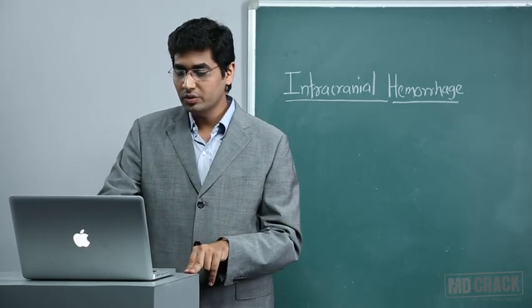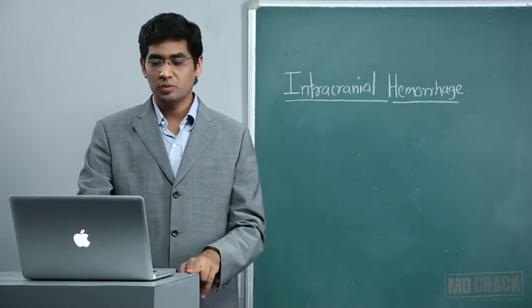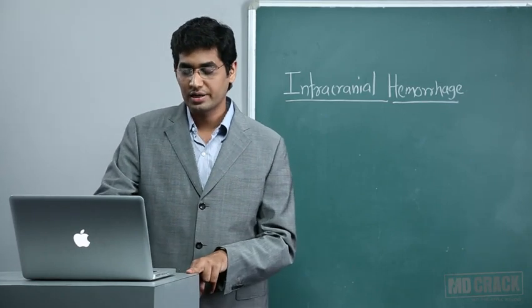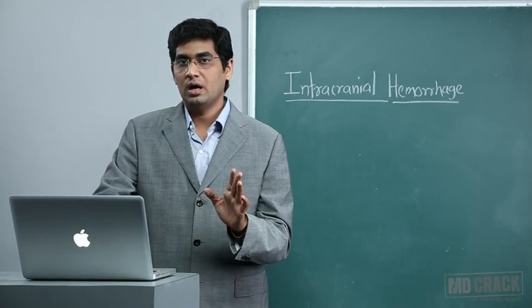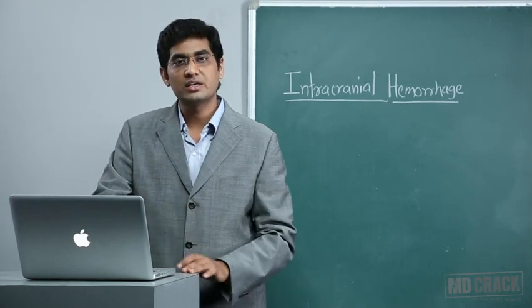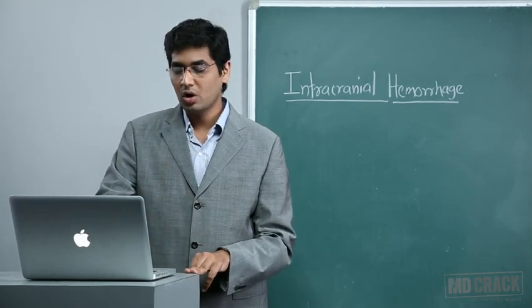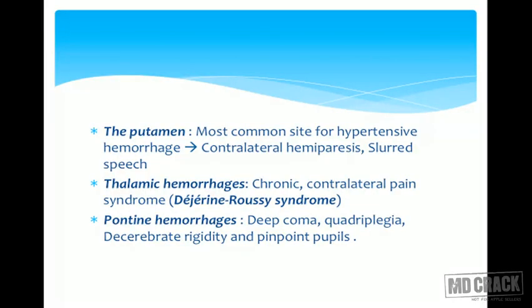So you need to remember that putamen is the most common site for hypertensive hemorrhage, and this is the commonest MCQ asked in your exam when considering IC bleed or IC hemorrhage. So the bleed may be in putamen or in the thalamic area.